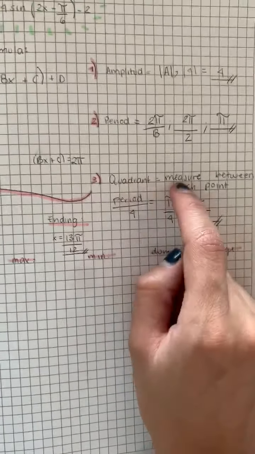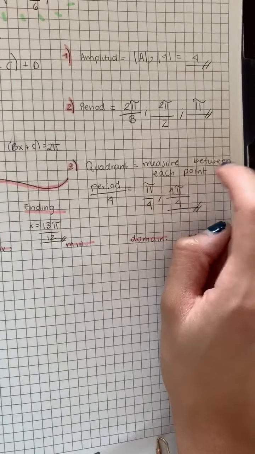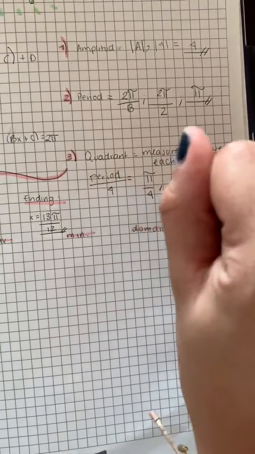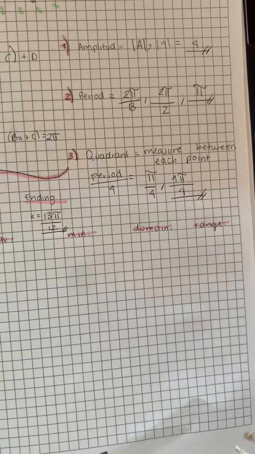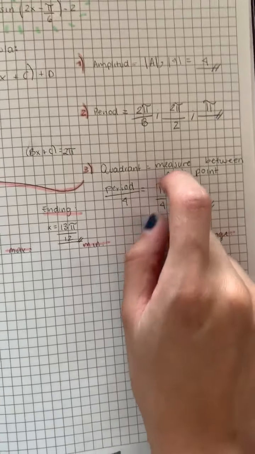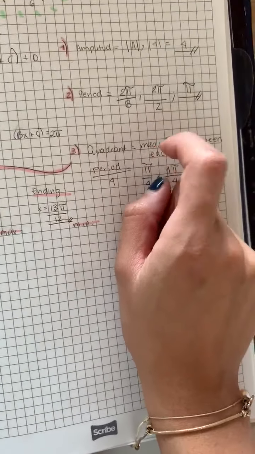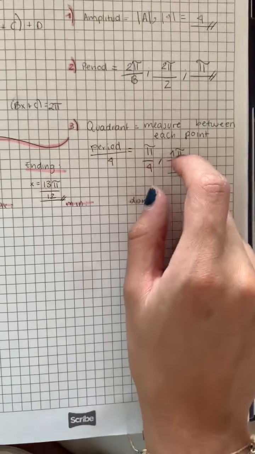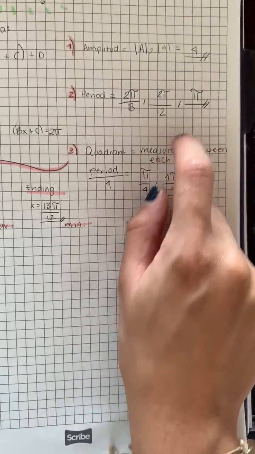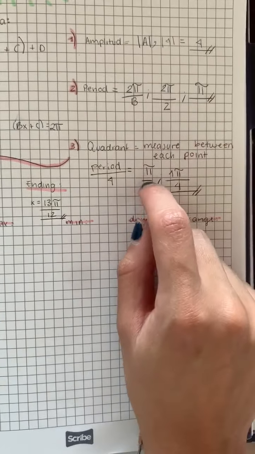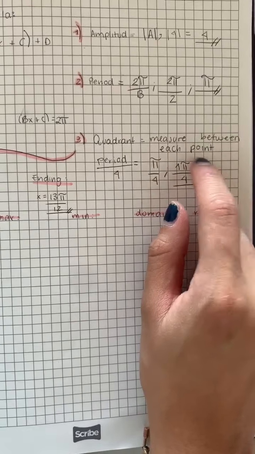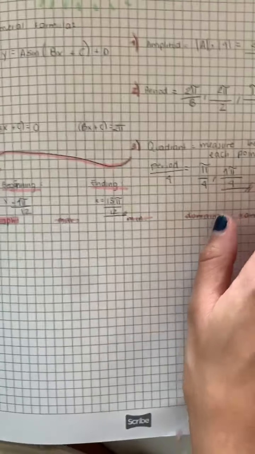Now, step 3, getting the quadrant. The quadrant is a measure between each point on your graph. So you're going to need this to measure each point and to calculate where you are going to put the point. Okay, so your formula for getting the quadrant is period over 4, always. So here, you check that your period is pi, and you put it over 4. So your answer is going to be pi fourths.